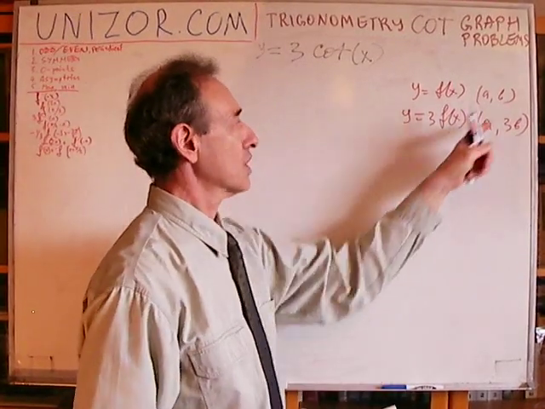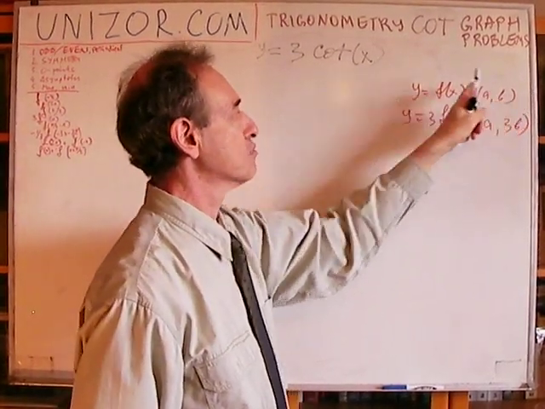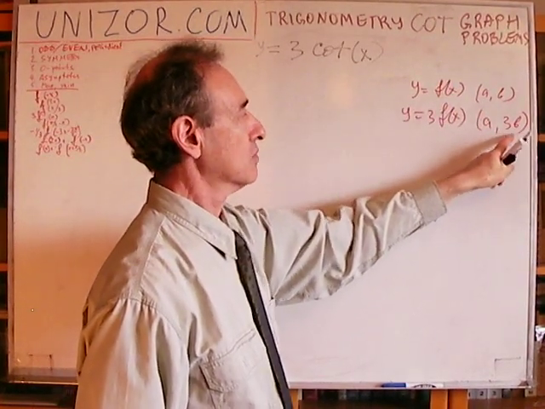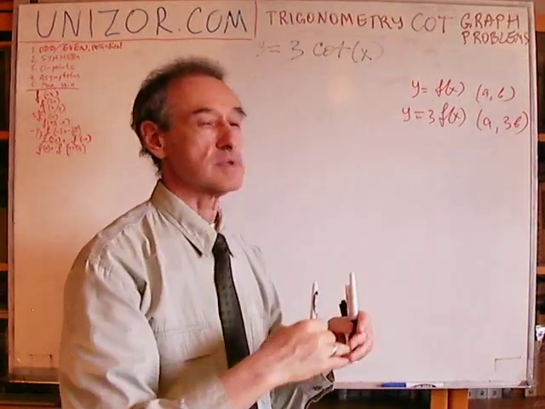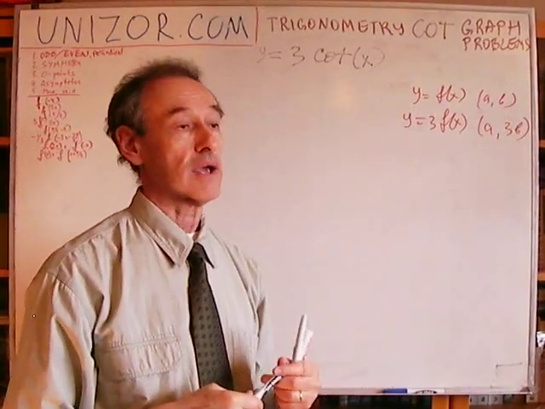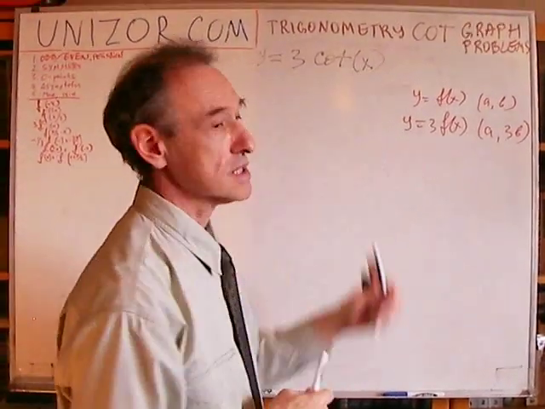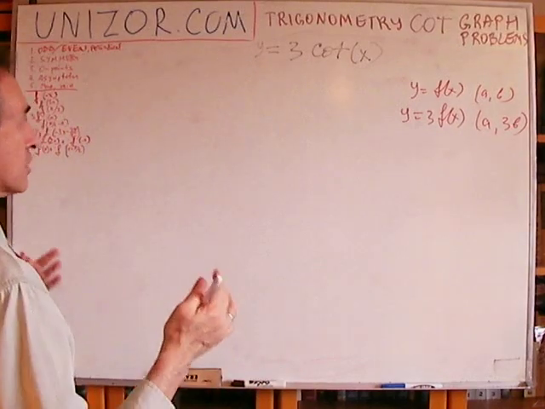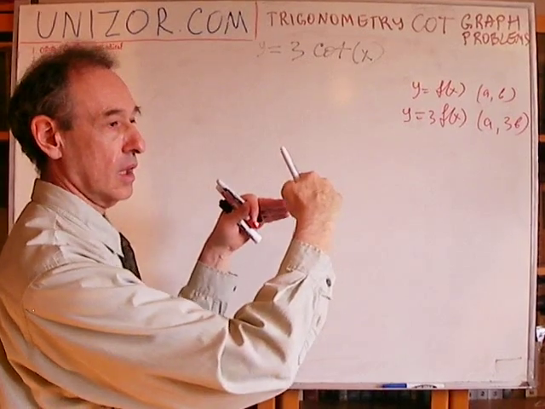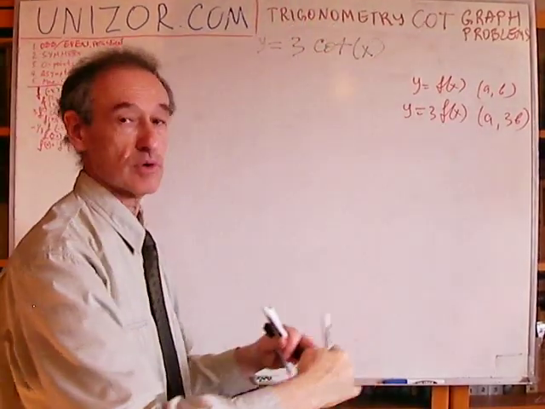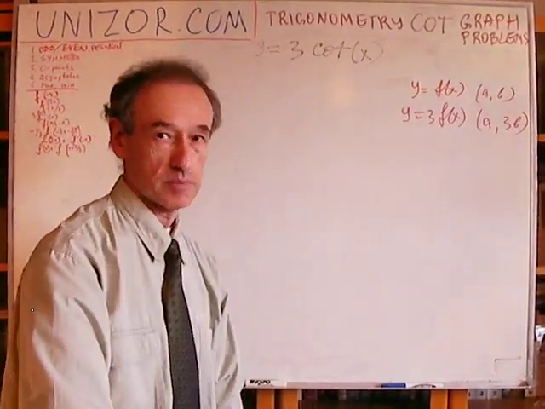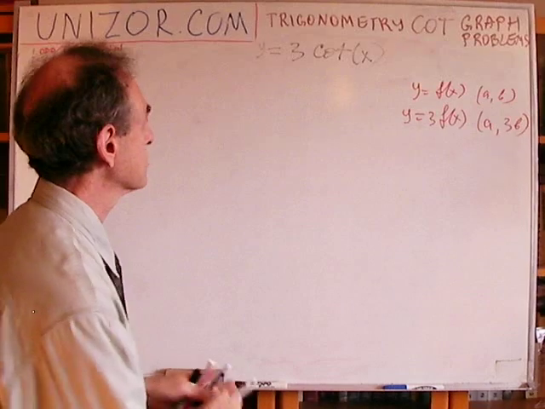So for each point (a, b) which belongs to this graph, the point which has coordinates (a, 3b), which is three times larger the ordinate, the y coordinate, belongs to this graph. So everything seems to be like stretching in a vertical direction. From zero up, it would be stretching up. From zero down, it would be stretching down, because the positive numbers are multiplied by 3 and negative are multiplied by the same 3. So it goes further from zero.